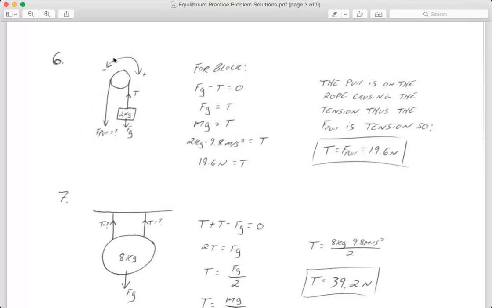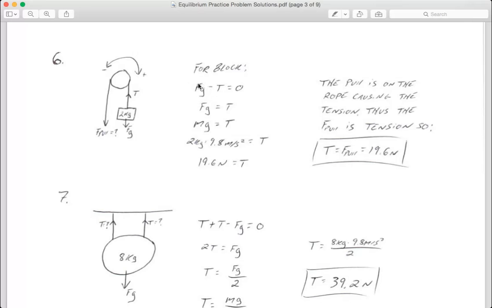I'm going to say that anything that pulls and makes this thing go clockwise is positive. Anything that goes counterclockwise is negative. Forces are acting on my 2-kilogram block. I've got tension going up and I've got gravity going down. For my block, I've got gravity as actually a positive one.